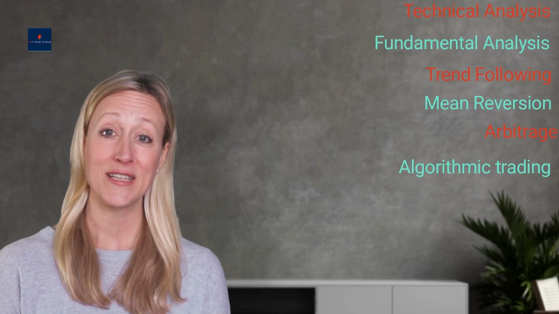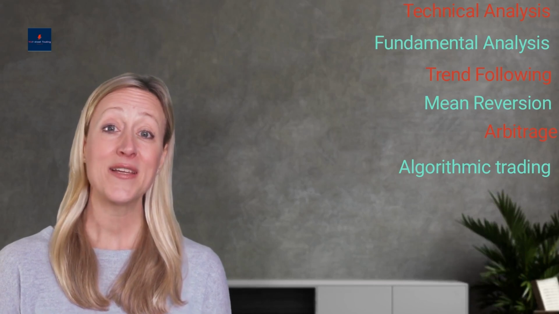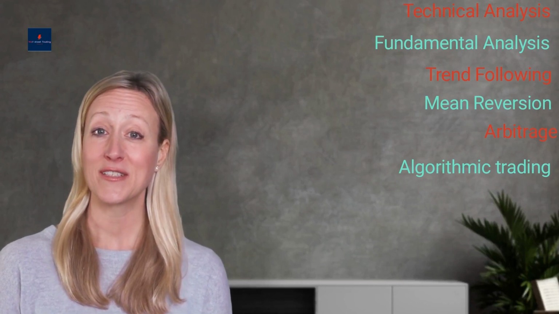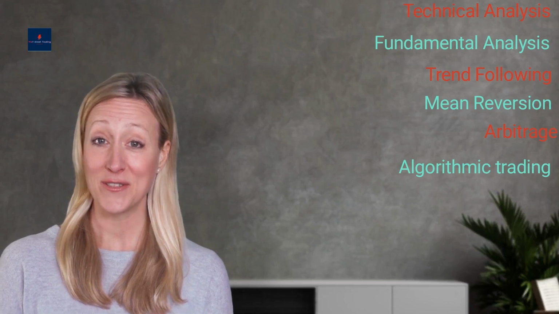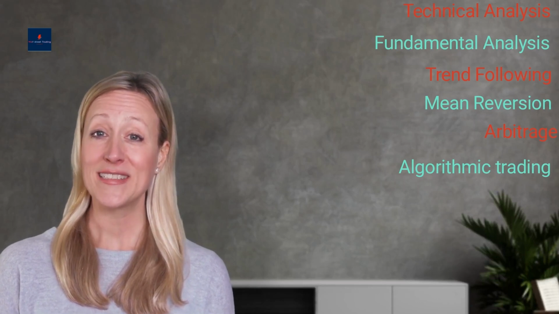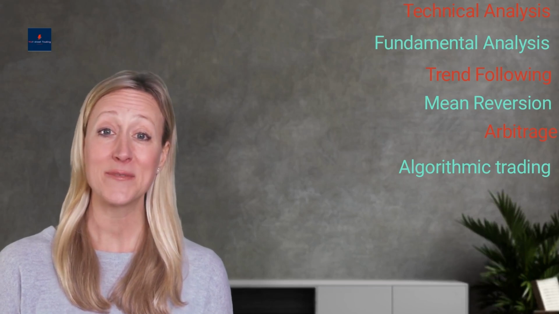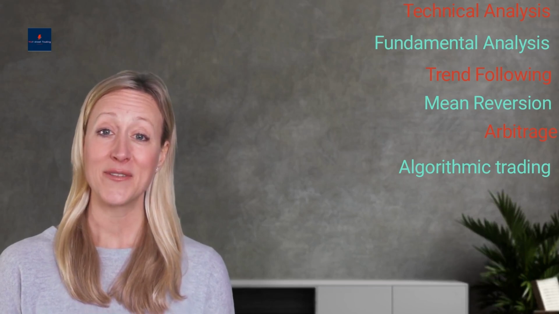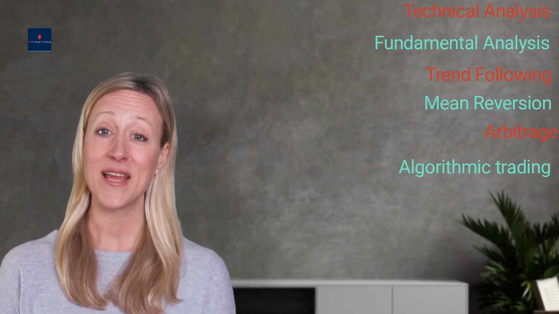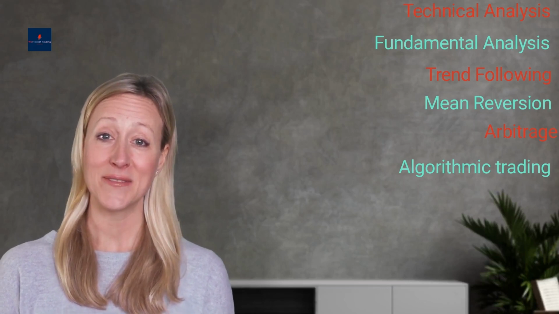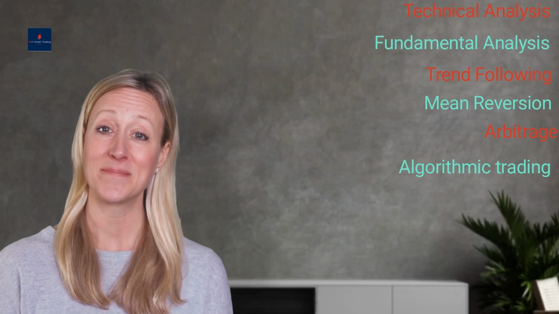Traders can use a variety of different strategies to make trades in financial markets. Some common strategies include technical analysis. Technical traders use charts and technical indicators to identify patterns and trends in historical price data, which they then use to predict future price movements. They look at patterns like head and shoulders, support and resistance, trend lines, and many other technical indicators.